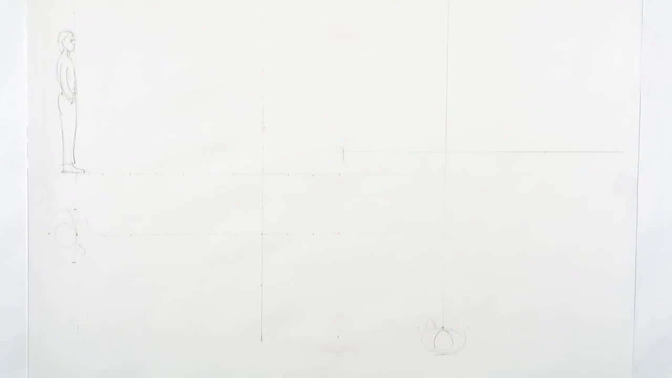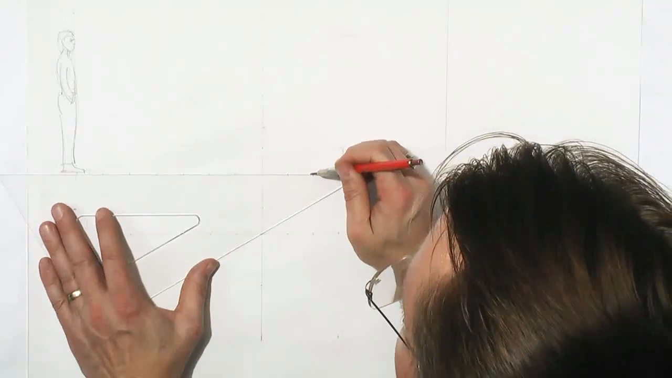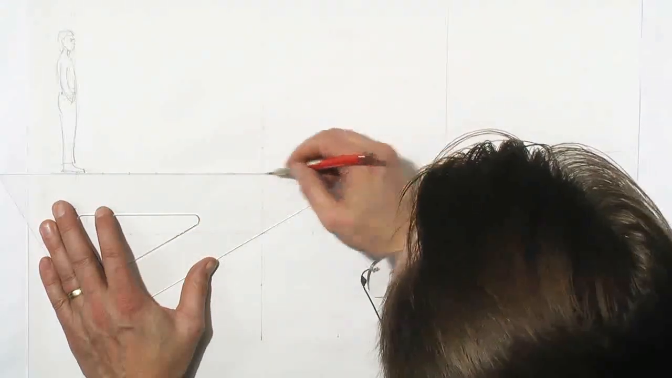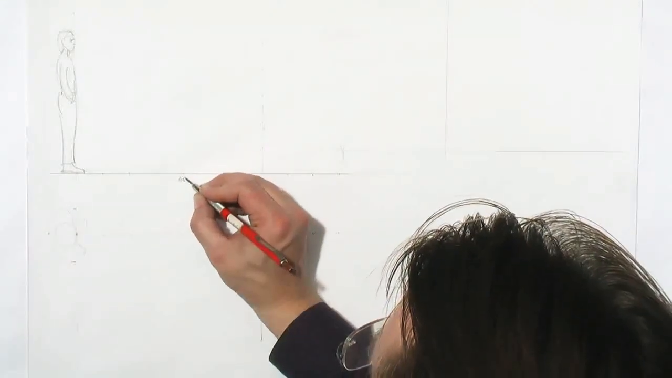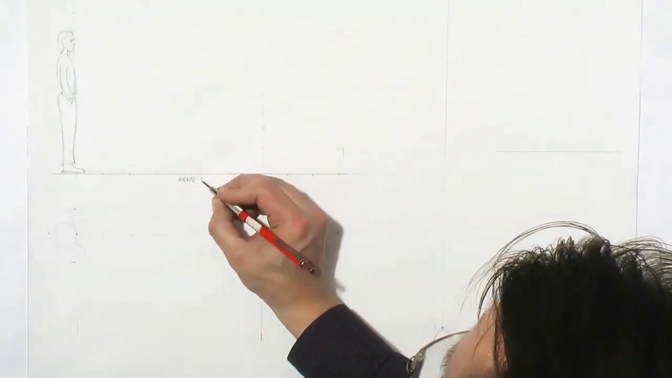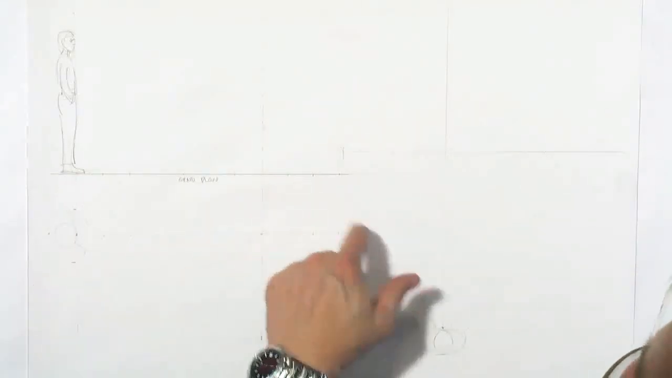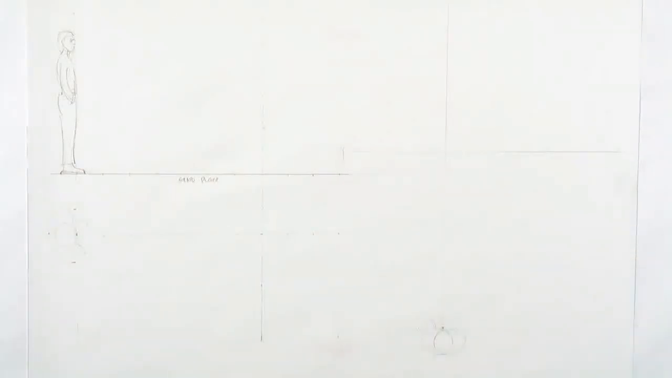And there's the ground plane, so I'm just going to draw that in. And I'm going to draw past the picture plane, which I'll explain in a second. So that's the ground. Abbreviate that, ground plane. That's a side view, so that's just the ground he's standing on.